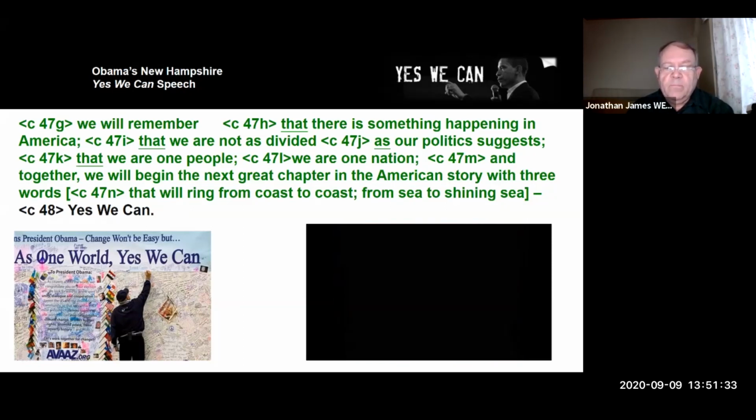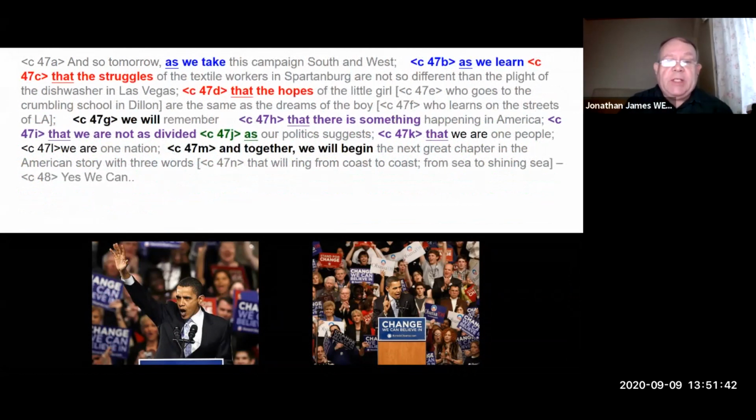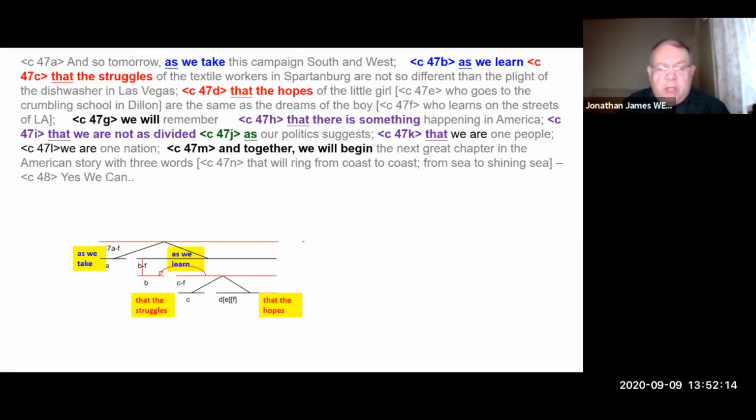Thank you. Now notice how this was constructed, especially the last sentence here. Notice the repetition, as we take, as we learn. As we learn that the struggles, that the hopes, you have a pair, and then you have another pair. We will remember. Later on, together we will begin. And that we will remember that there is something, that we are not as divided, that we are one people. This repetition, pairs and triplets, and how they're combined together, as we learn, as we take, that's paratactic, that pairing, and then another pair, that the struggles, that the hopes.